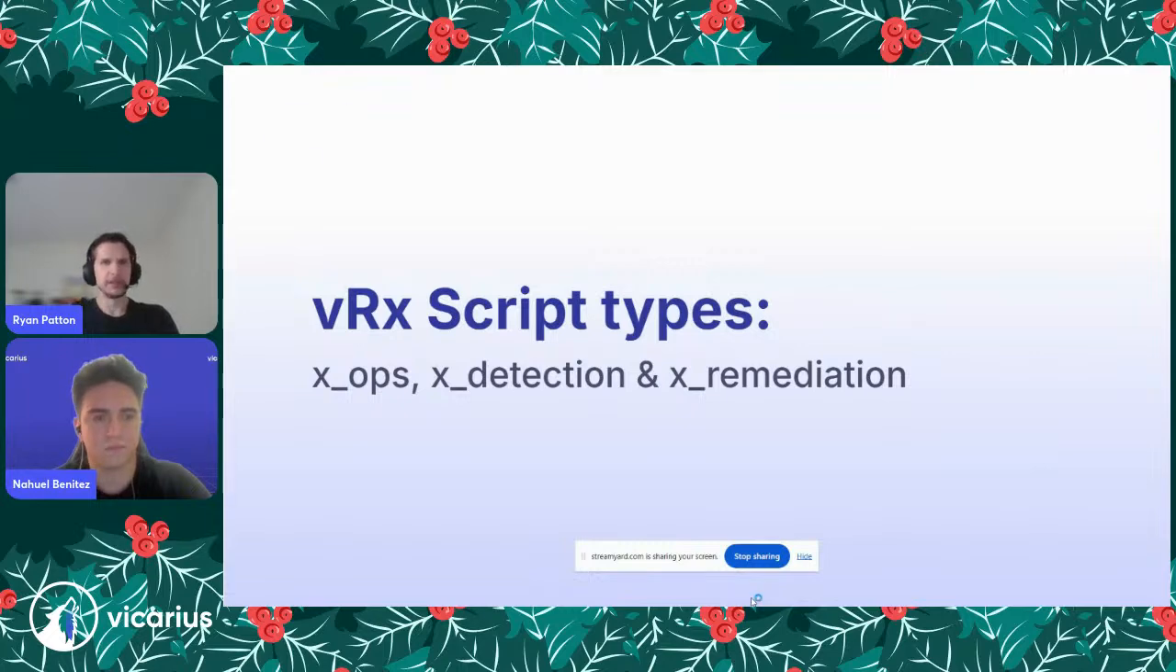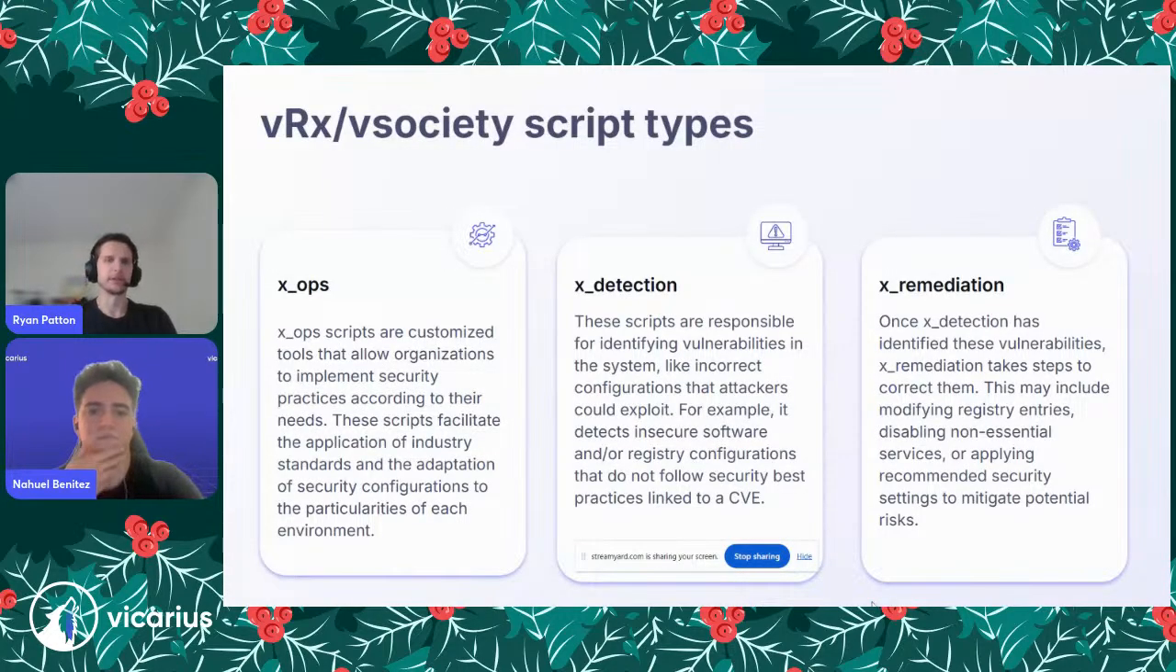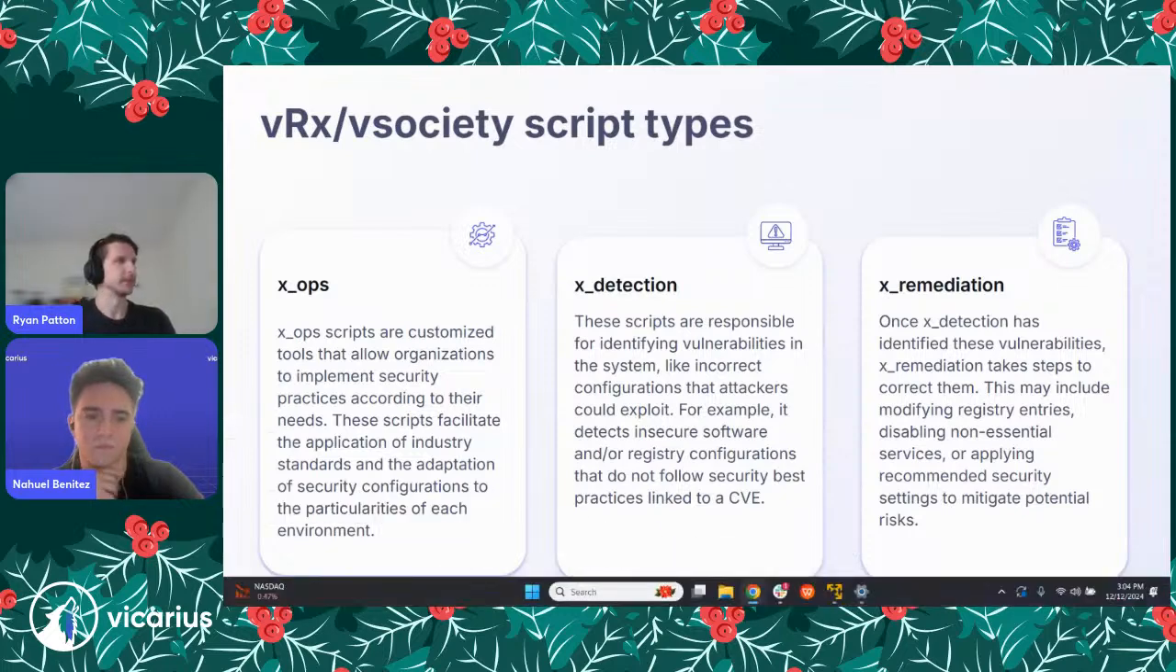We just talked about some of the different script types, so let's go through those here. There are 3 main categories. There are the ops scripts, which are operational scripts. So, something to deploy a new piece of software or enforce some standard configuration. It's not necessarily tied to a CVE like a detection or remediation script might be, but rather a day-to-day sysadmin sort of task.